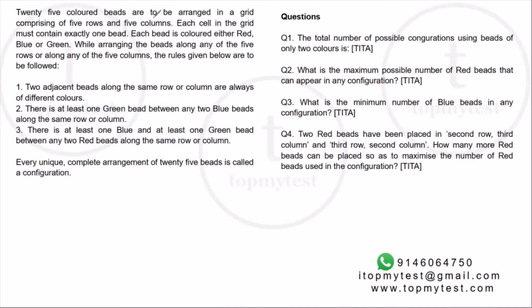25 colored beads are to be arranged in a grid comprising 5 rows and 5 columns. So you'll have a grid of 5 rows and 5 columns. Each cell in the grid must contain exactly one bead. Each bead is colored either red, blue or green. So there are 3 types of beads: red, blue and green. While arranging the beads along any of the 5 rows or along any of the 5 columns, the following rules are to be followed. So whether it's in a row or in a column, these rules have to be followed.